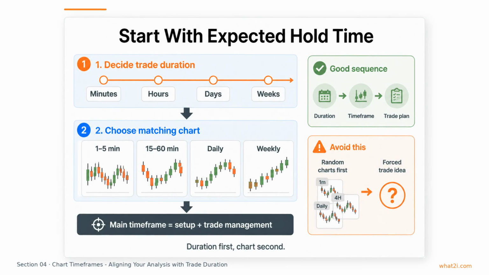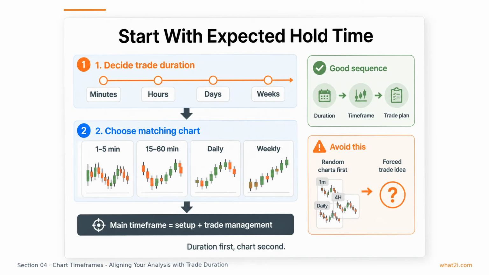A strong habit is to decide your expected hold time before you choose your chart. Ask yourself whether this is a trade you expect to hold for minutes, hours, days, or weeks. Once that is clear, choose the main time frame that best matches that plan. That main chart becomes the one you use to judge the setup and manage the trade. This sequence matters because it keeps your analysis connected to the trade idea instead of random browsing. When traders flip through charts first and decide later, they often end up forcing a trade to match whatever they happen to see. Duration first, chart second is a much cleaner process.